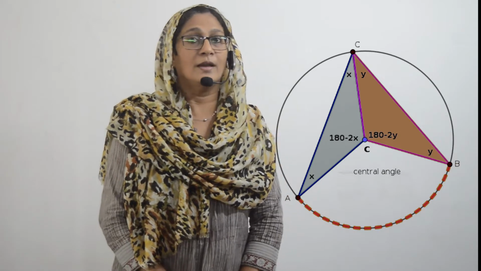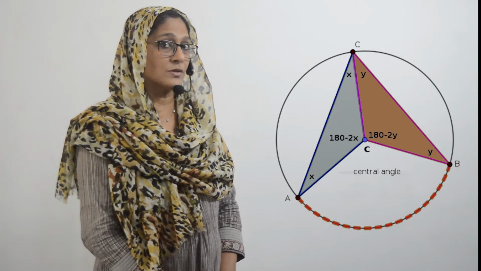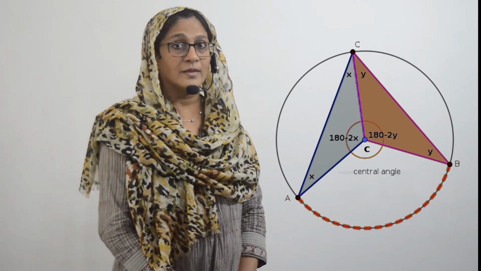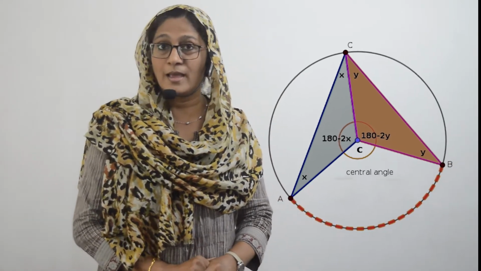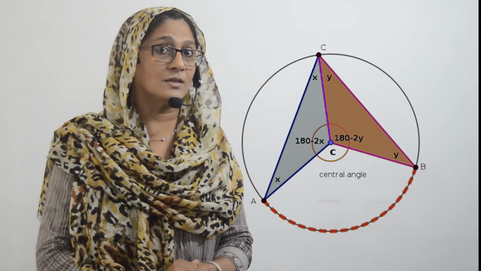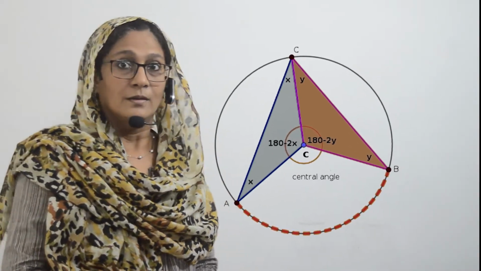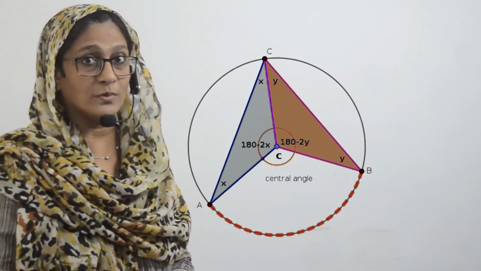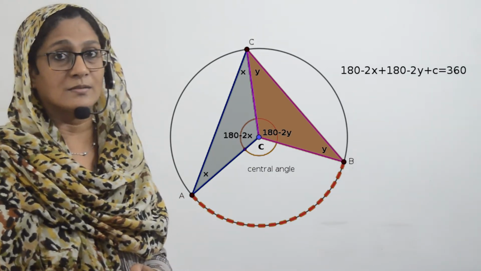The next thing we have to think about is the angle around a point. See, look at the center of the circle. Which are the angles around the point? The angles are 180 minus 2x, 180 minus 2y, and C. These 3 angles together will be 360 degrees because angles around a point is 360. Look at what I have written: 180 minus 2x plus 180 minus 2y plus c is equal to 360 degrees.